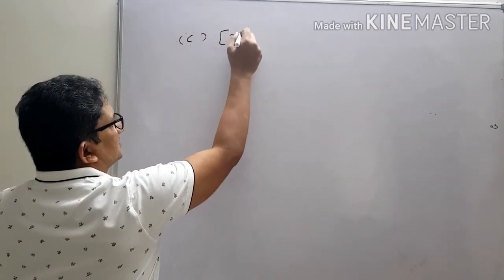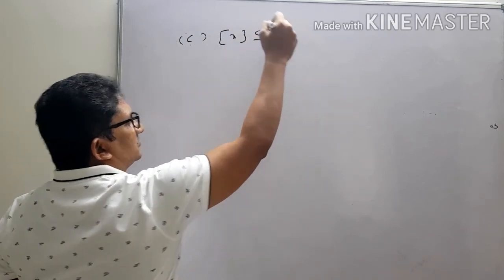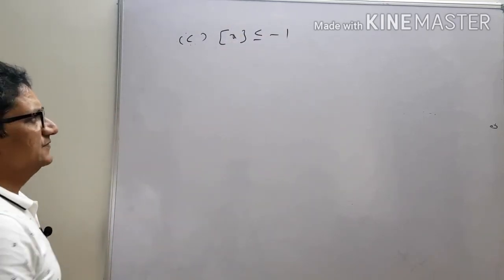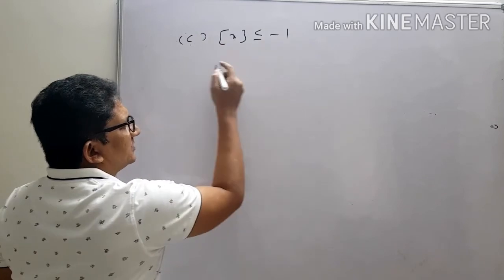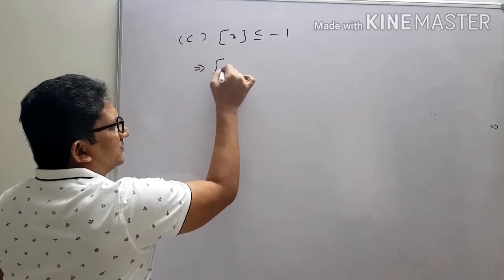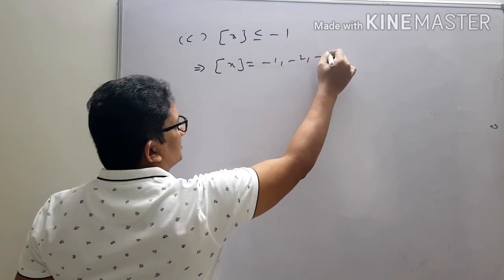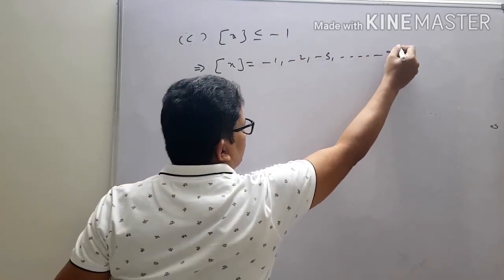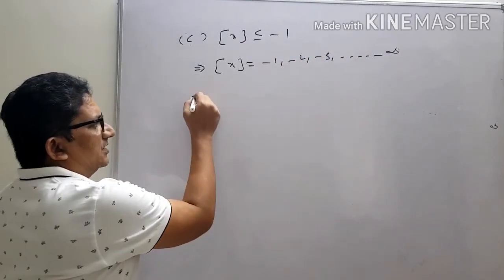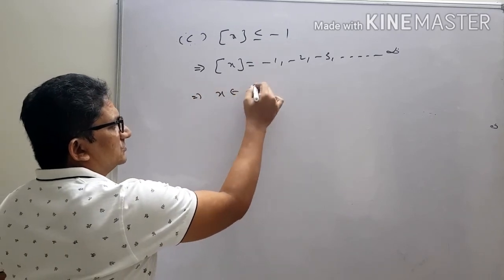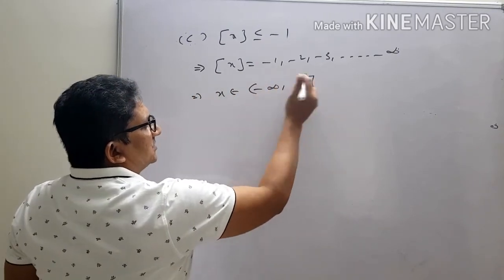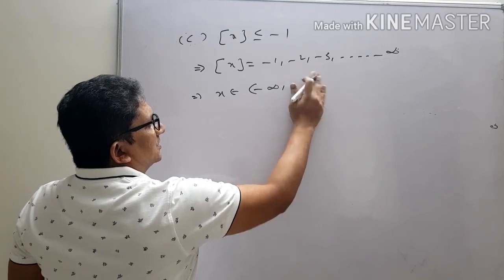Step x is less than or equal to minus 1. If step x is less than or equal to minus 1, then the possible values for step x are minus 1, minus 2, minus 3 and so on up to minus infinity. Then x belongs to minus infinity comma 0.